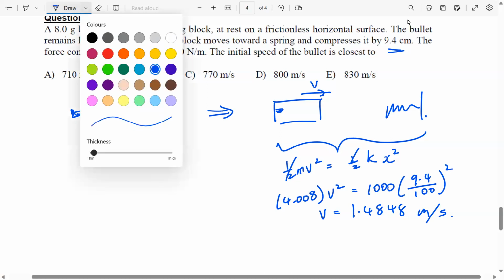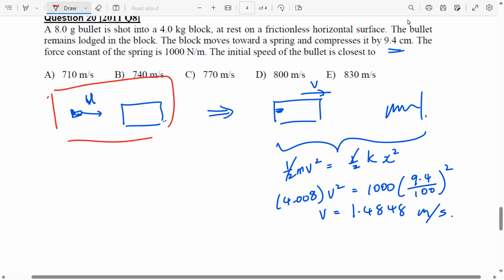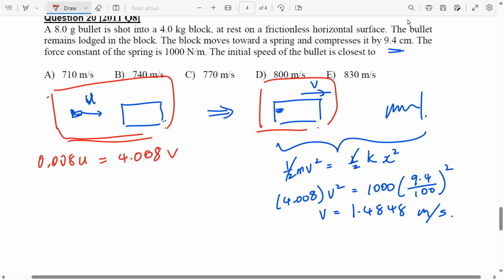Now we apply conservation of momentum. This is the initial and this is the final. The initial momentum is 0.008 U, and the final momentum is 4.008 V, because this is a perfectly inelastic collision. So now we can get our initial speed, which is 4.008 times V, 1.4848, divided by 0.008, and you get the initial speed as 743.9 meters per second. To 2 significant figures, 740 meters per second. So the answer is B.